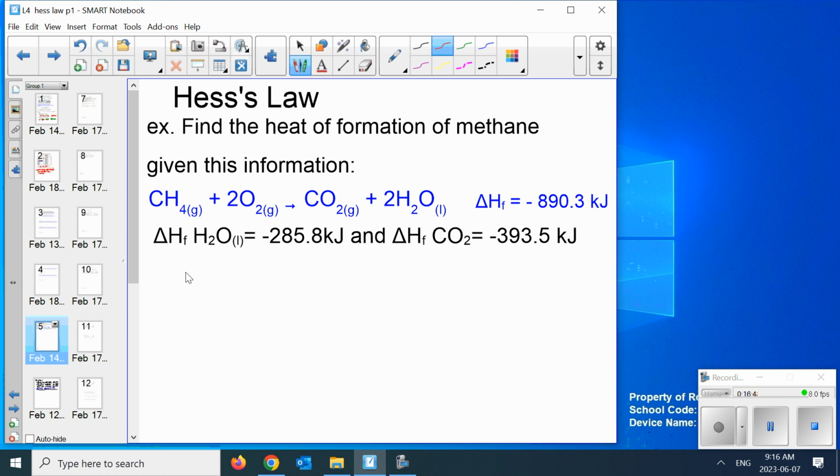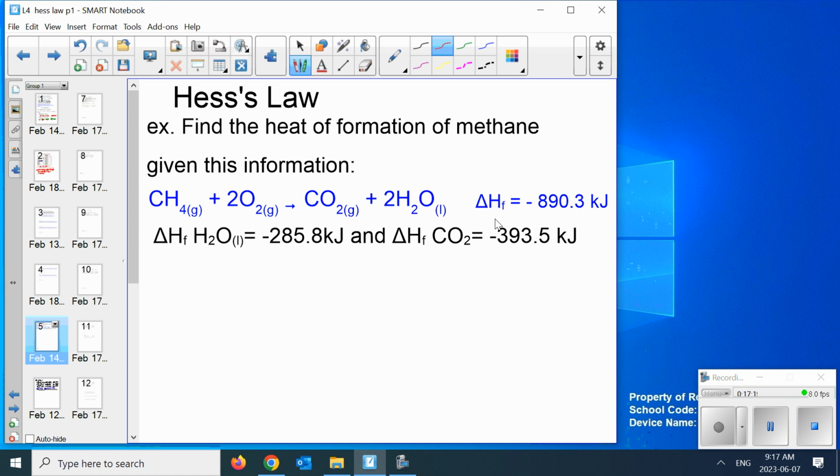But this is called Hess's law, and actually we've already been introduced to one form of Hess's law using formation equations, formation energies, heats of formation. Now, in this one here, we're using this information a little differently, and this is what we're going to concentrate on for the next couple of classes. Find the heat of formation of methane given this information.